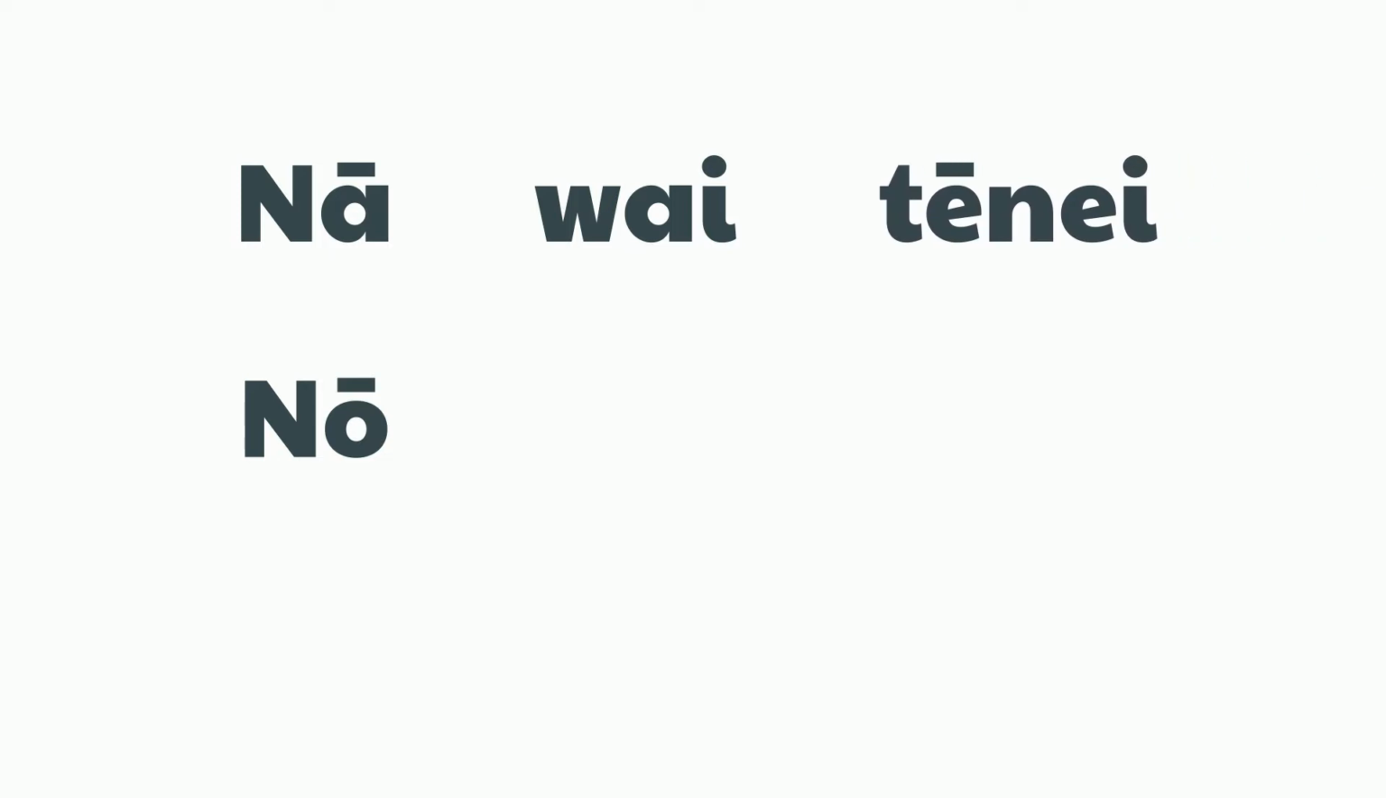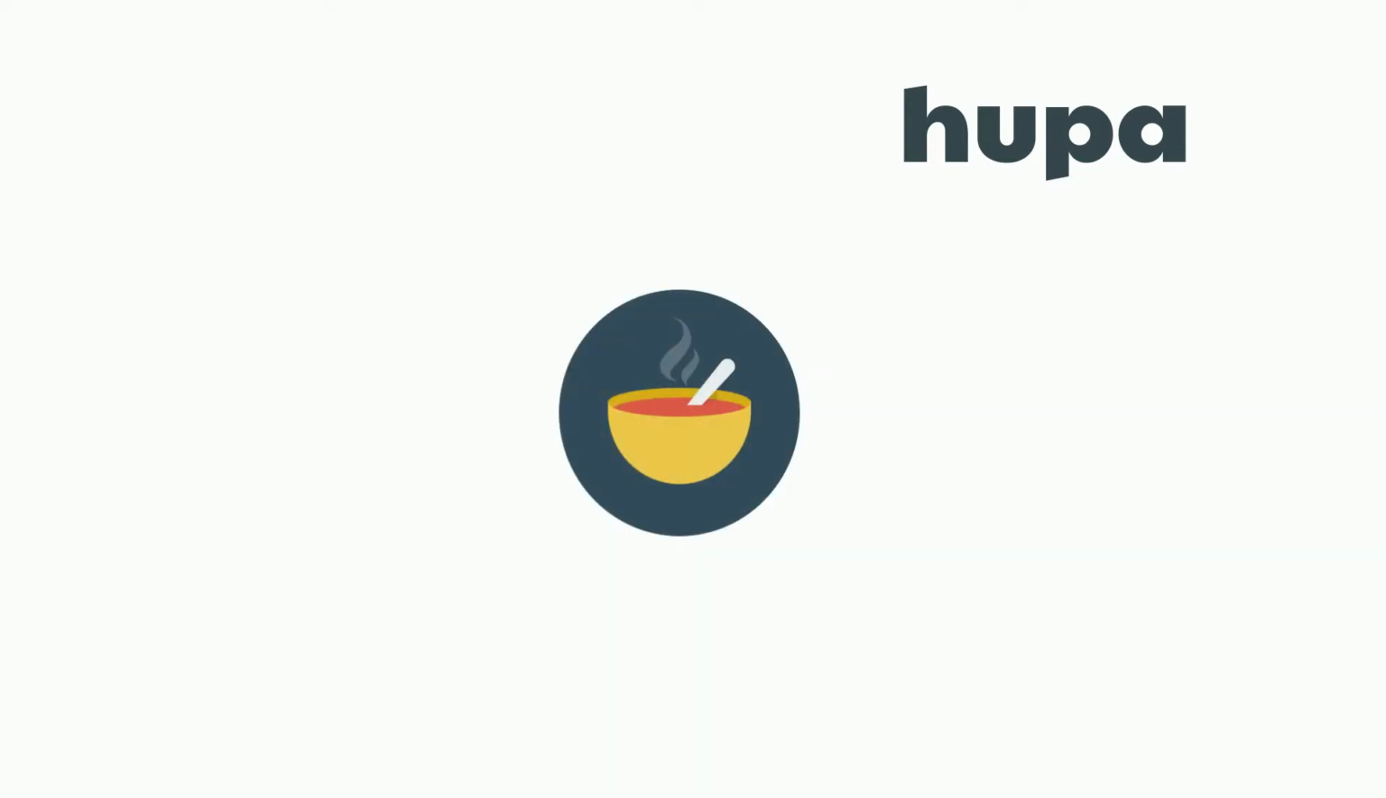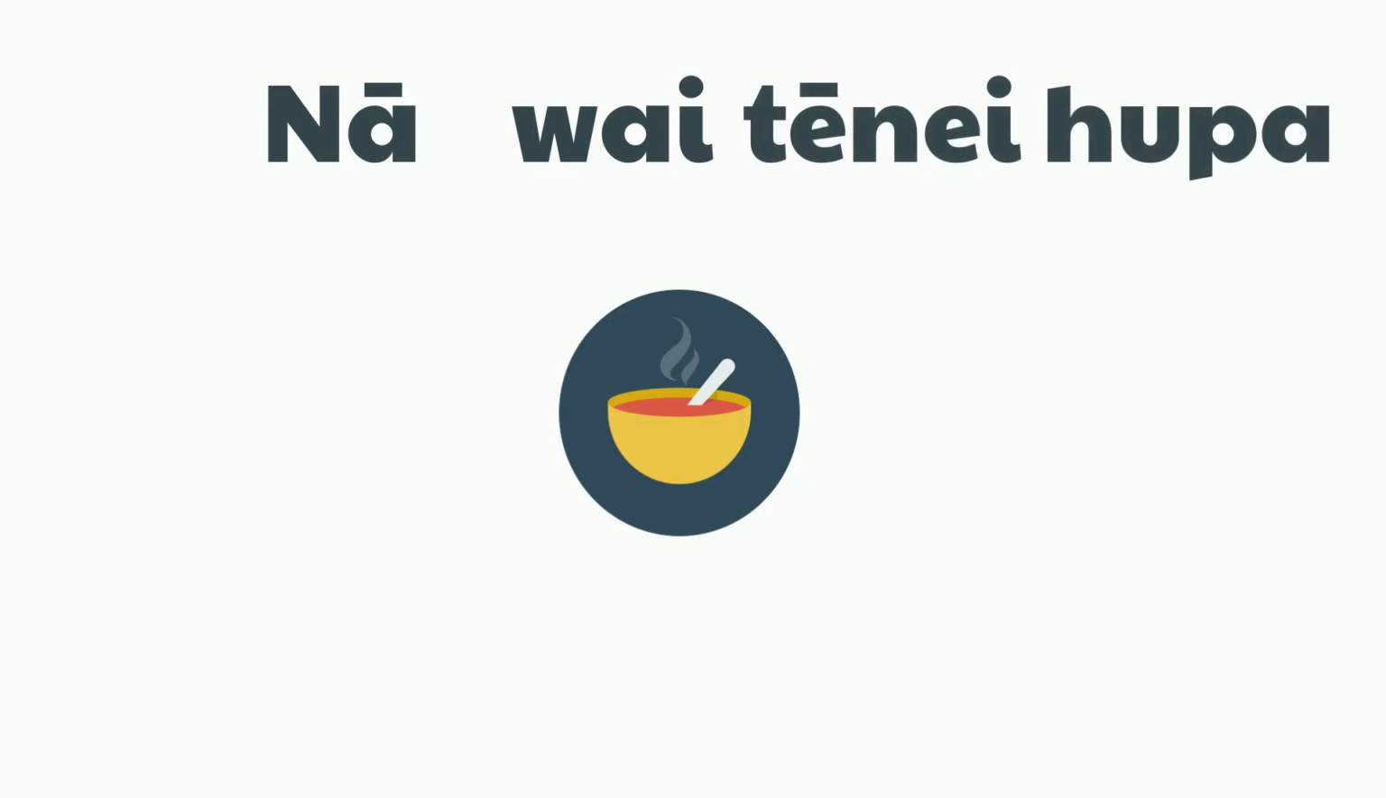Tēnei means this. Nā wai tēnei. Who does this belong to? Hupa means soup. Soup is food, so we use nā. Nā wai tēnei hupa. Who does this soup belong to?